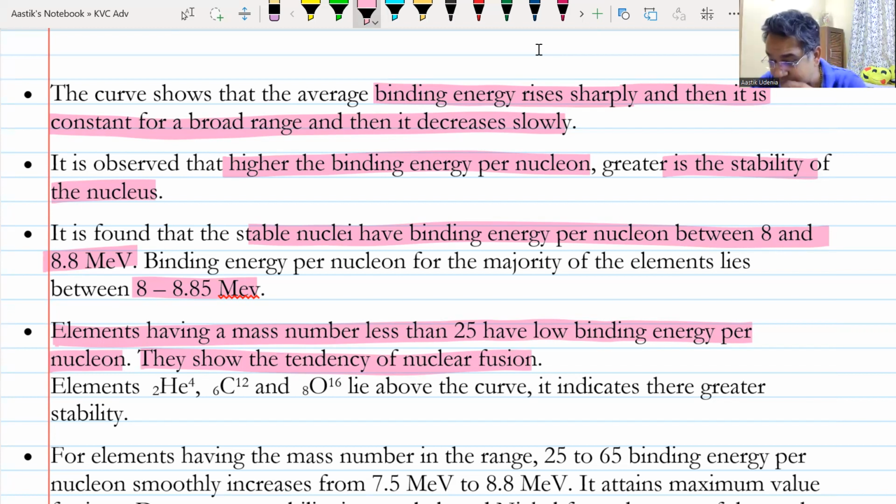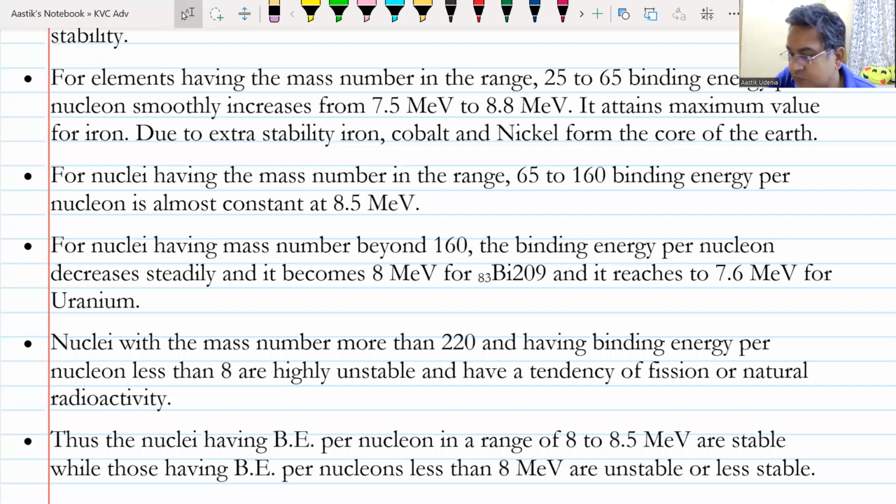You want to note this down? Yes. Note it down fast. Then again, you don't have to remember everything. You just have to remember what happens for mass number less than 25 and what happens for more than 220.